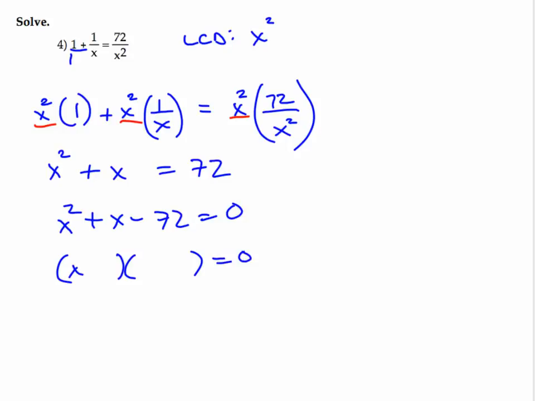So it would be x and x, probably a plus 9 and a minus 8. May want to check that. X squared plus 9 minus 8, yeah, that gives me plus 1, and minus 72. So using the zero property, I would come up with x is 8 or x is equal to minus 9.